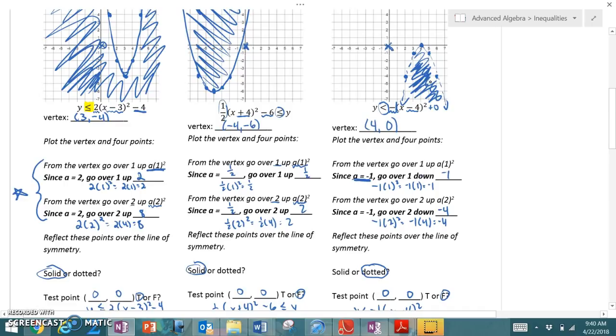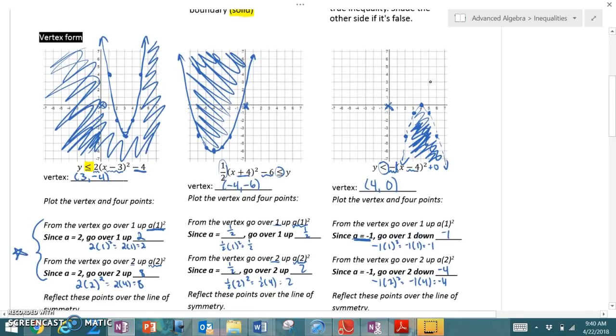So again, this is a great review of how we graph parabolas given vertex form. So what your 3 graphs should look like, and I'm going to end this video here, and then you should come back and watch the second video for this lesson, which is what if you're given standard form. Thank you.